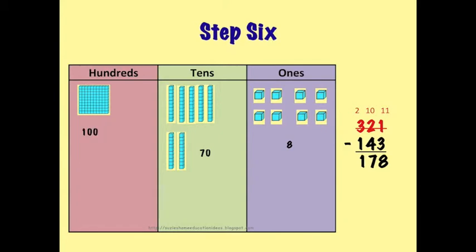Because our algorithm requires us to take away 100 from 200, we are not required to trade any of our base 10 blocks because we do not need to borrow anything from the other numbers to do so. Because we know that 200 minus 100 is 100, we are going to record our answer 1 in the hundreds column, which is the column farthest to the left, which gives us a final difference of 178.